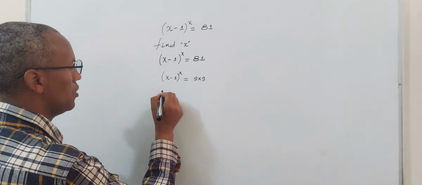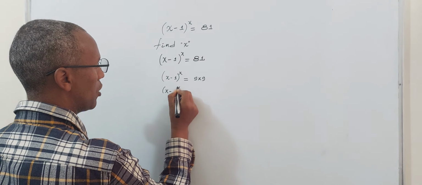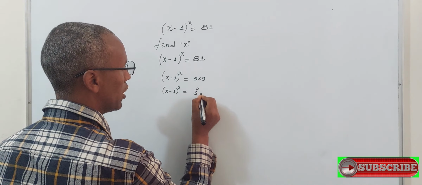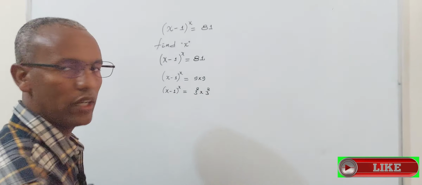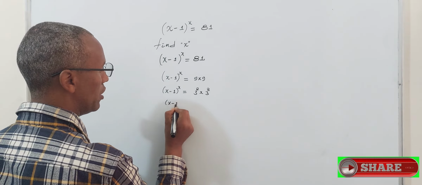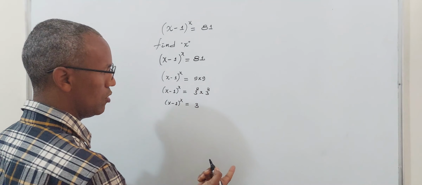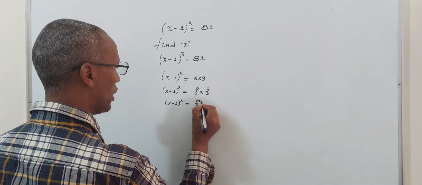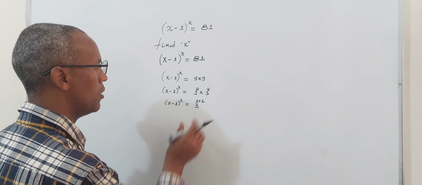Now what you can do is, (x minus 1) to the power of x is equal to 9, which means 3 to the power of what? Multiplied with 3 to the power of something. Now, using the exponent or power rule, you need to use the power rule. Since the base is the same, you can compare the exponents.